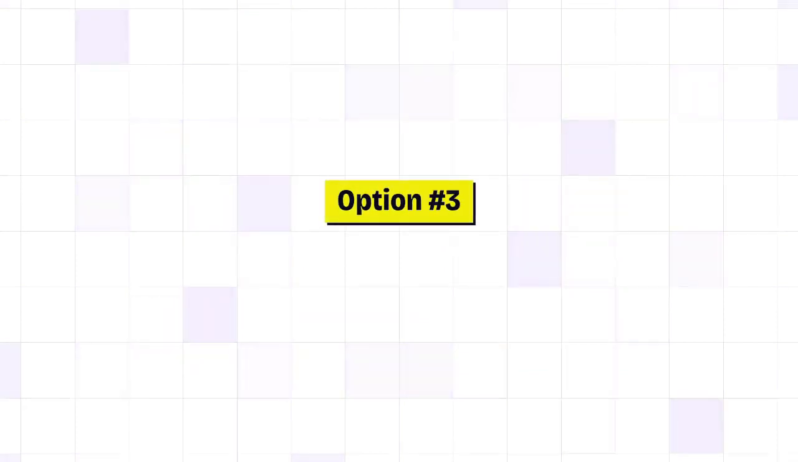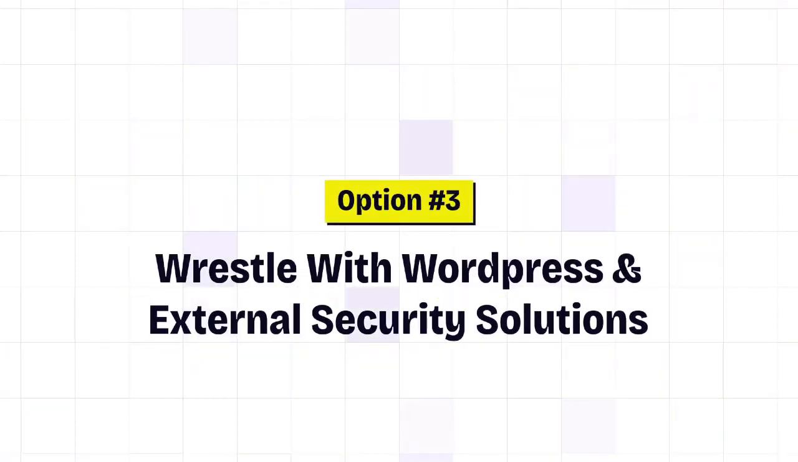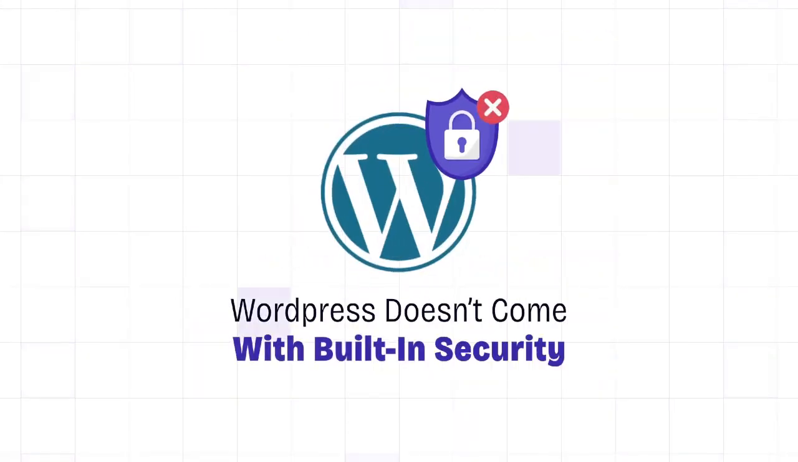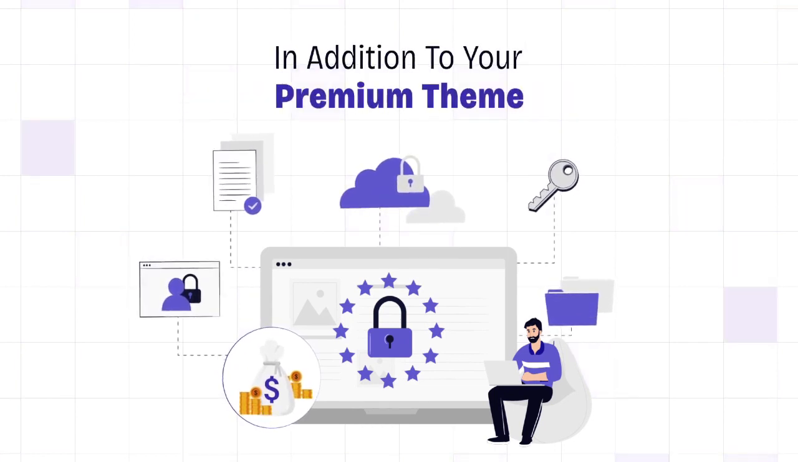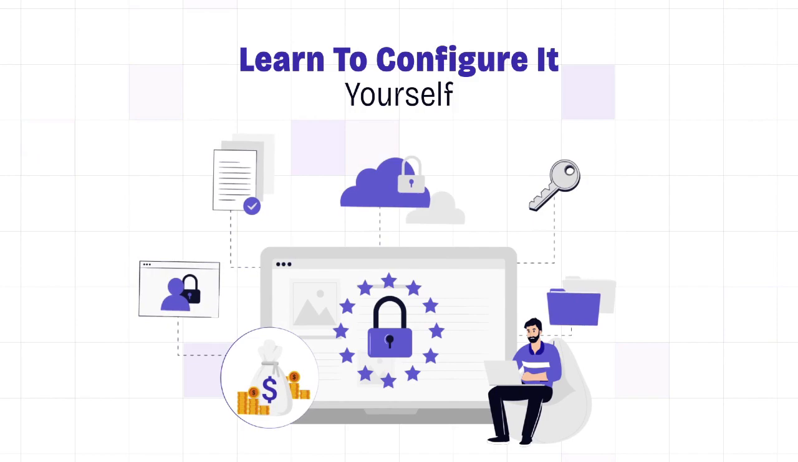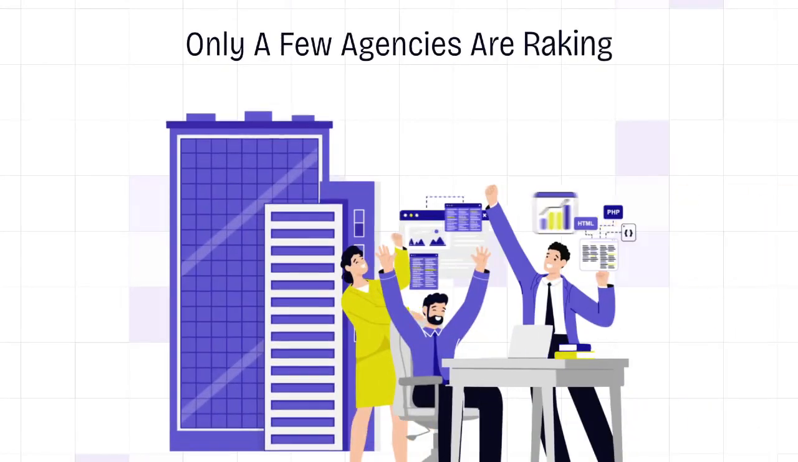And option three was to wrestle with WordPress and external security solutions. You can always install WordPress yourself, but that means buying and wrestling with expensive themes, trying different plugins, and more. Plus, WordPress doesn't come with built-in security, so you'll need to invest in a costly security solution in addition to your premium theme and learn to configure it yourself. Super frustrating.